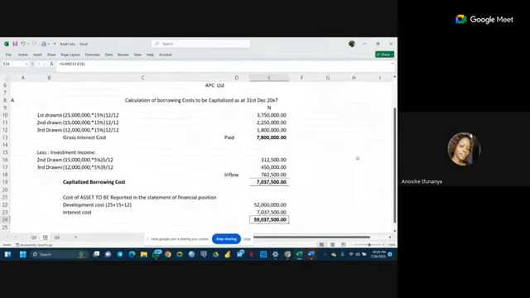I understand the part of 50 million times 5%, 12 million times 5%, but this 5/12, 5/12, and this last part, capitalized borrowed cost, I'm lost in it. Okay. Thank you.